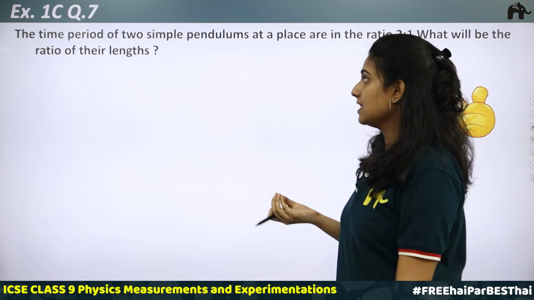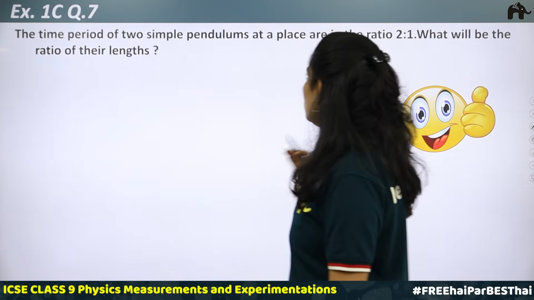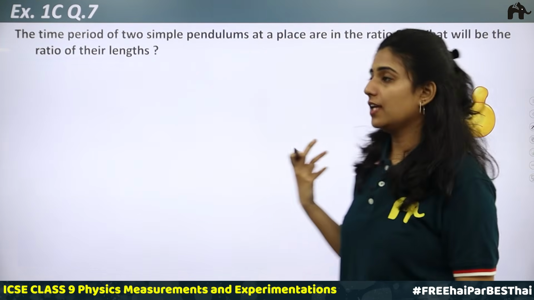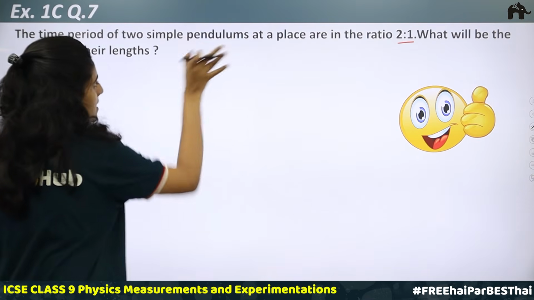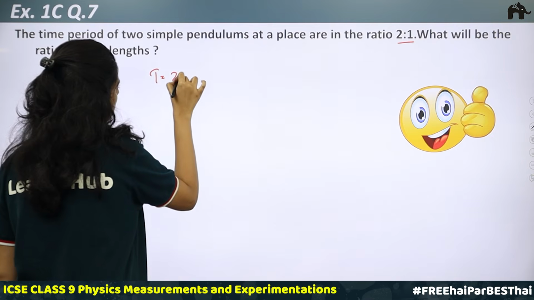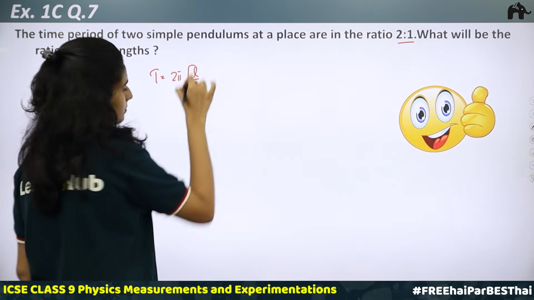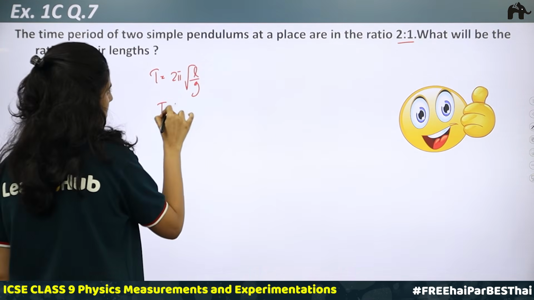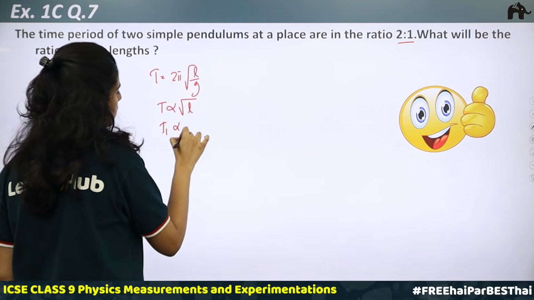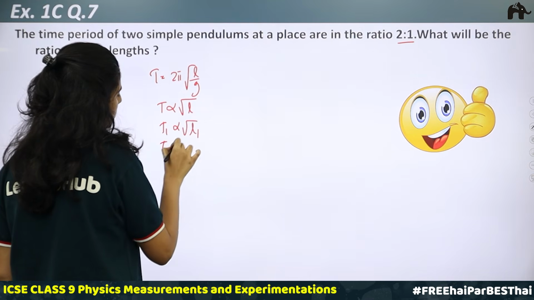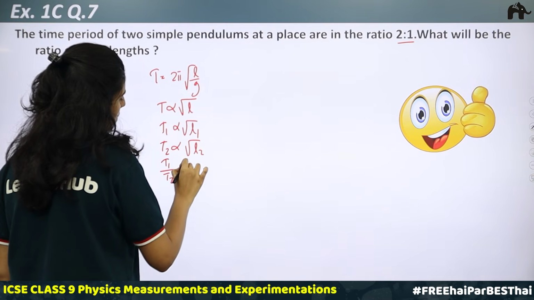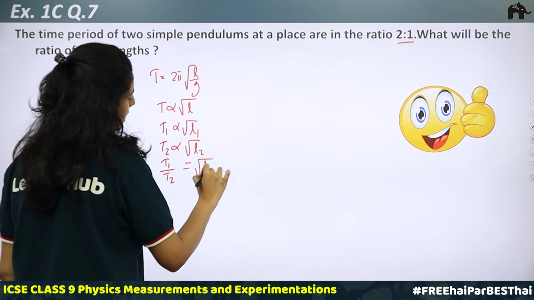Question 7 of exercise 1C. The time period of 2 simple pendulums at a place are in the ratio 2 is to 1. What will be the ratio of their lengths? At the same place means acceleration due to gravity is same. So, time period T is equal to 2 pi root of L by g. Time period is proportional to root L. T1 proportional to root L1, T2 proportional to root L2. T1 by T2 is equal to root of L1 divided by L2.